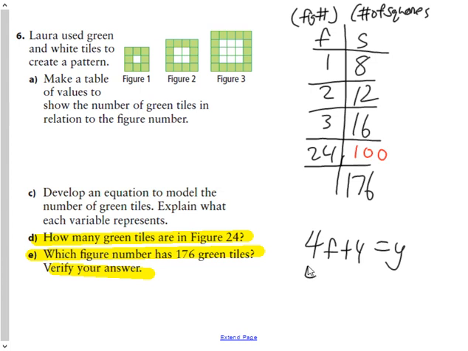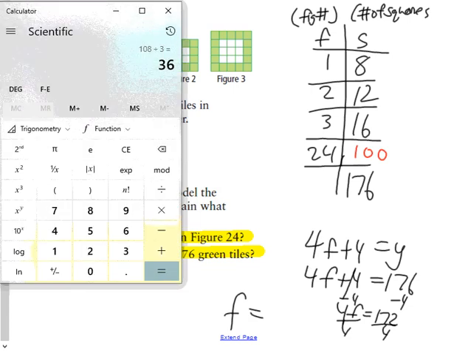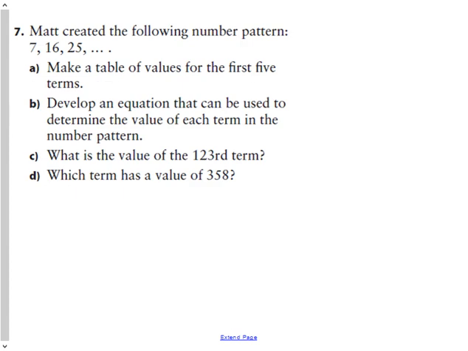And for your y value of 176, take your equation and put 176 there, isolate it, and f will equal, if I can bring my calculator, 172 divided by 4, which is 43. So therefore you'd say 43 is the figure number, and the number of squares in figure 43 is 176.